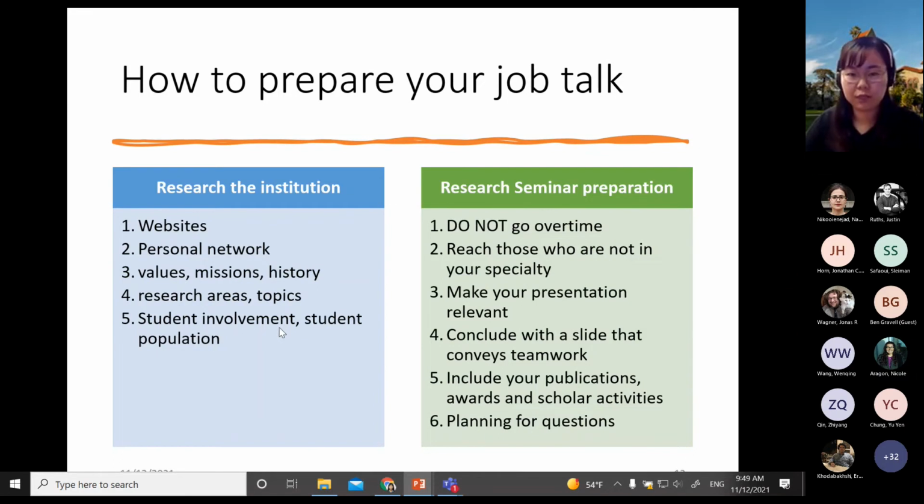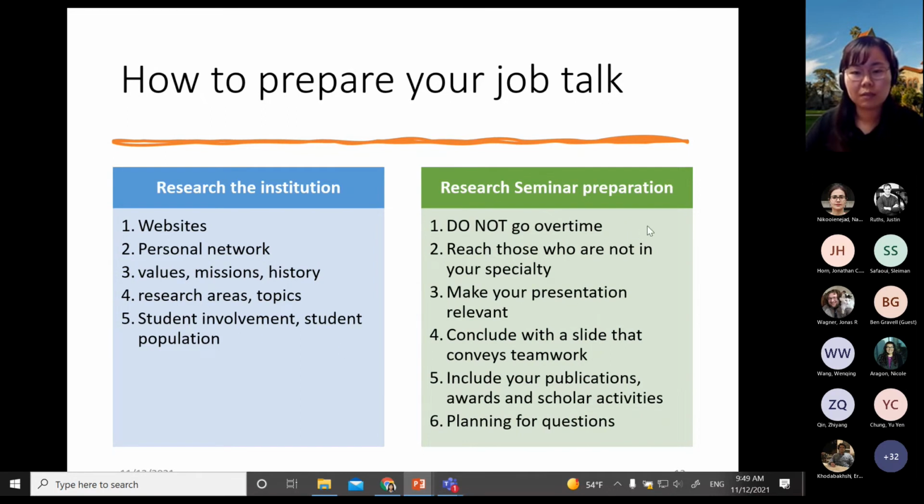So for example, for me, San Jose State is a minority serving institute, so there are a lot of minority students in this institution, and for student involvement, I searched the website and I see that every student is involved in research activities, starting from senior design, and then in the master's program, every student needs to do a thesis to graduate. So here is where you can envision yourself guiding your research group.